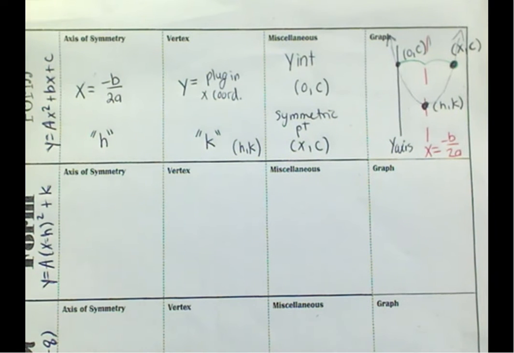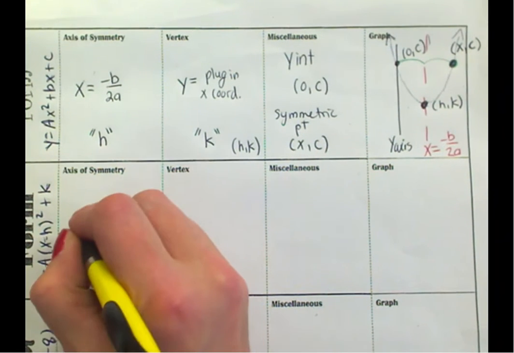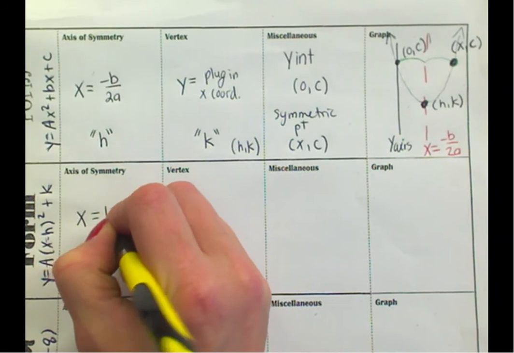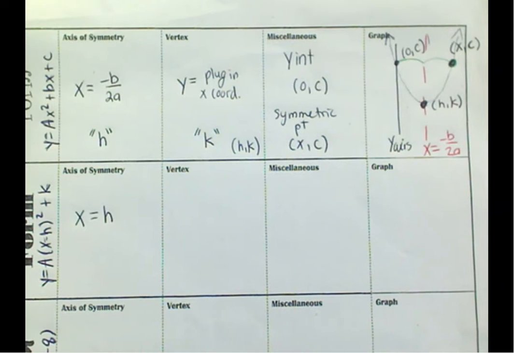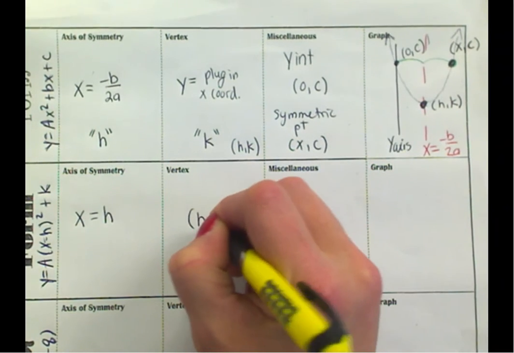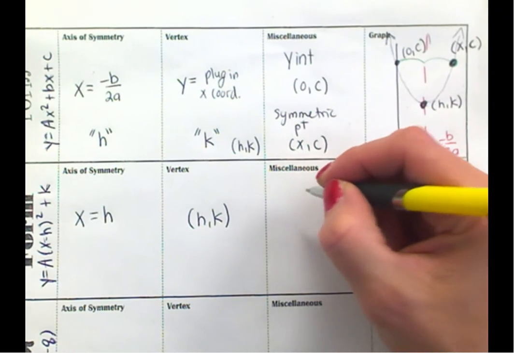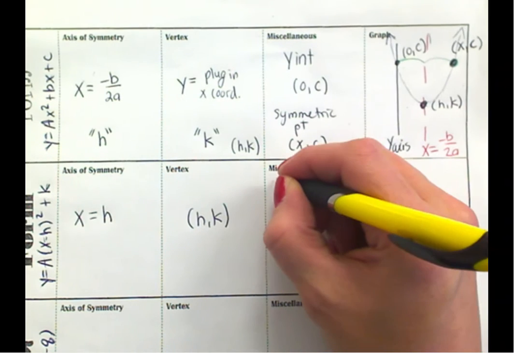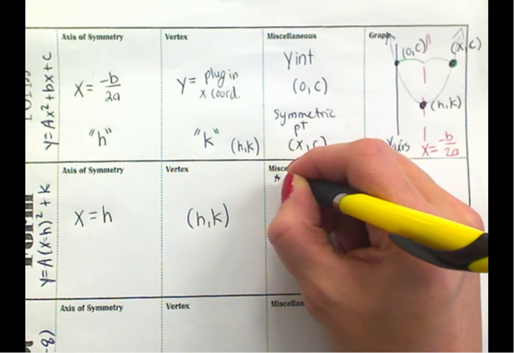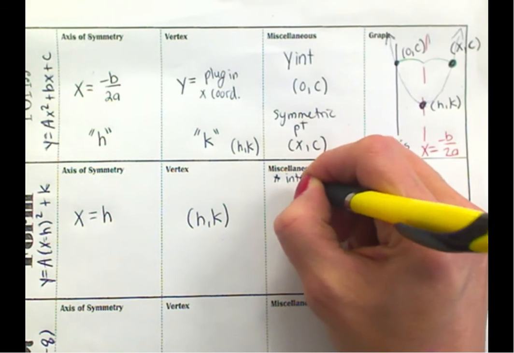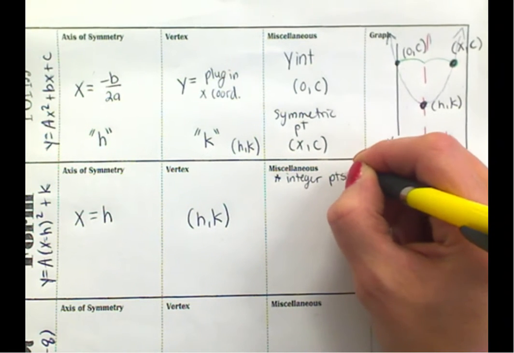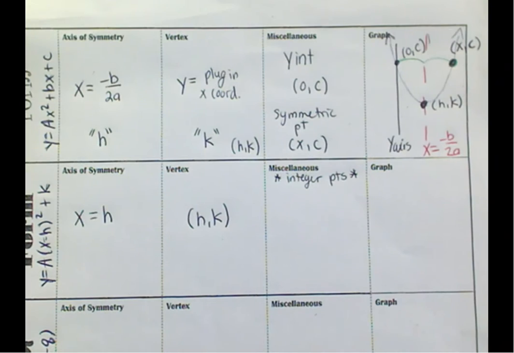We'll just go down the rows. We'll do vertex form. Axis of symmetry. Vertex. The vertex form is the easiest one to graph because there's not a lot of computations to do. You just sort of have to put the points in the right place. Miscellaneous. How do I put my points in the right place? Well, let's just say integer points. Try to be able to get integer points.